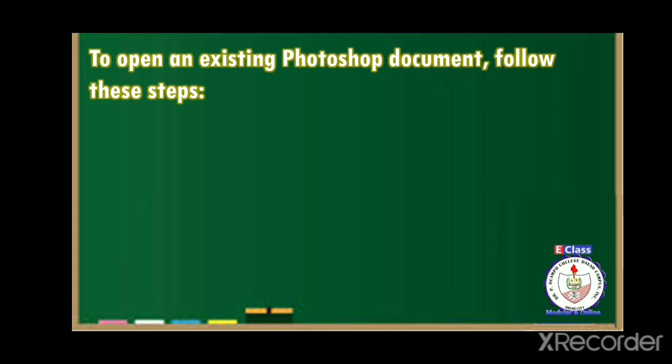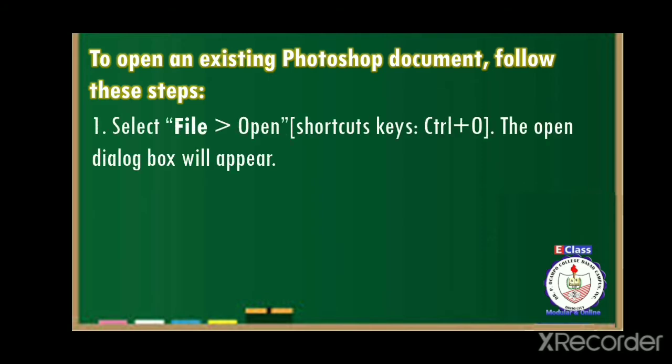Now, how to open an existing Photoshop document? Follow the steps. One, select File, Open. Shortcut keys: Ctrl plus O. The Open dialog box will appear.